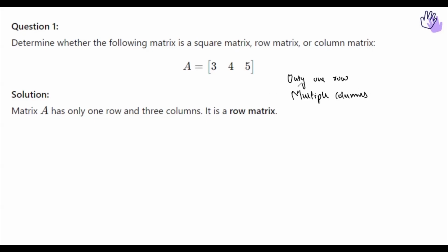So if this is the case, when you have only one row and there are multiple columns, this is the first column, second column, third column, and you have only one row, then it is known as a row matrix. Okay, so a matrix that has only one row and 3 columns or 4 columns or multiple columns is known as a row matrix, right? So that's question number one.